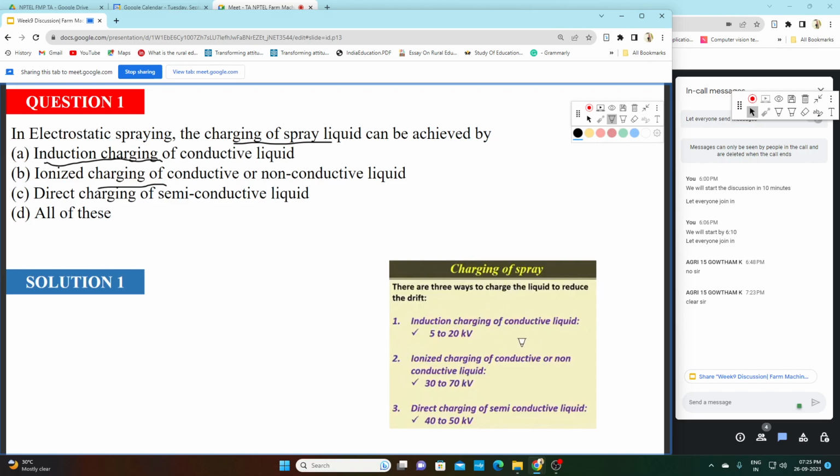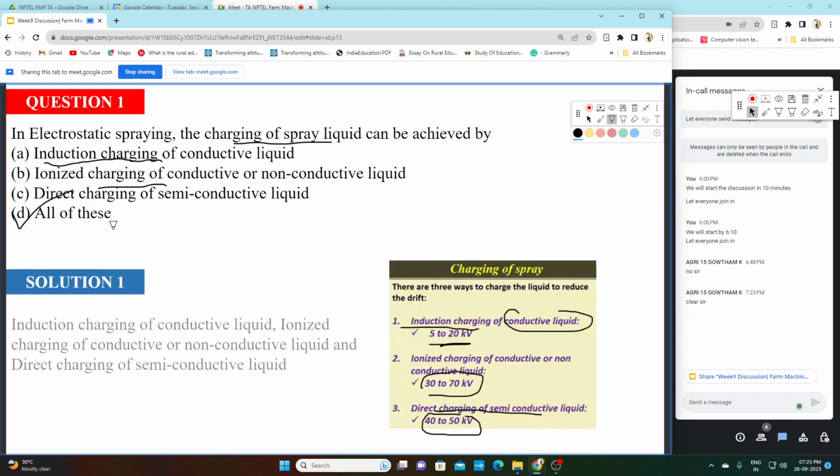Only difference is in induction charging of conductive liquid, if we have conductive liquid and we are doing induction charging, then the voltage we have to apply is 5 to 20 kilovolt. Whereas if we are doing ionized charging of conductive or non-conductive liquid, then the voltage we have to apply is 30 to 70 kilovolt. And direct charging of semi-conductive liquid, we have to apply a voltage of 40 to 50 kilovolt. So option D is your correct answer, that is all of the above.